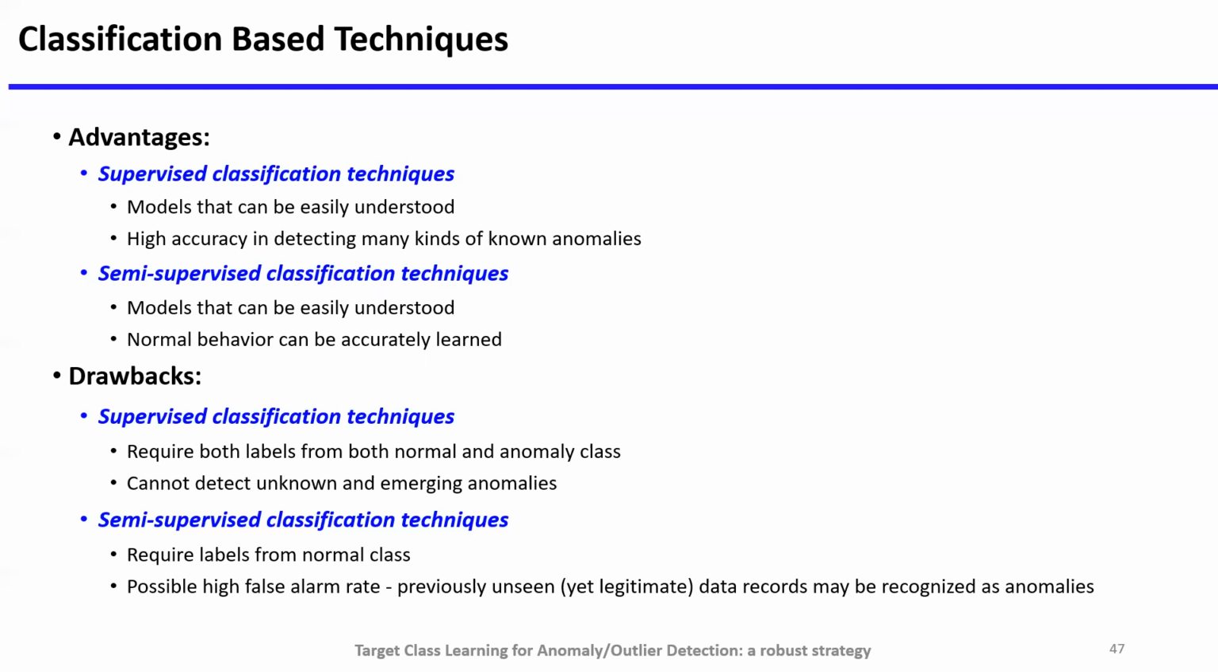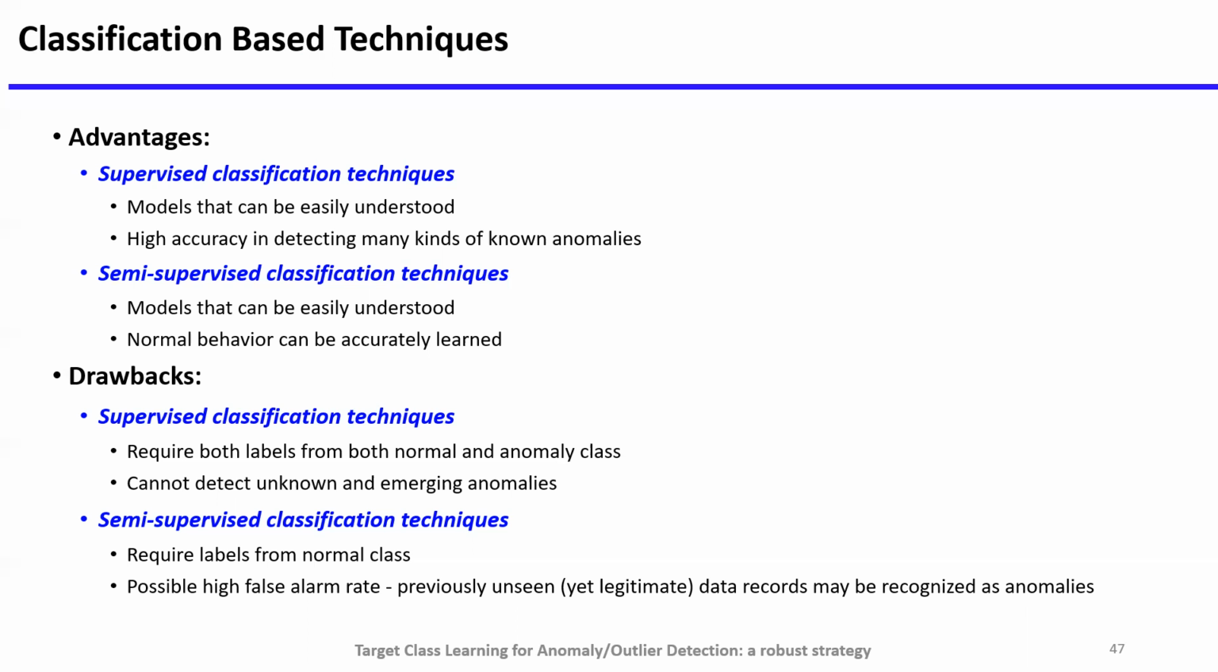We have the supervised classification techniques, where the models can be easily understood, and which can be highly accurate models to know the type of anomaly, which is obvious. In semi-supervised classification techniques, the model can be easily understood, normal behavior can be easily learned, and any unexpected behavior can be identified with respect to the normal behavior. So these are some positive points.